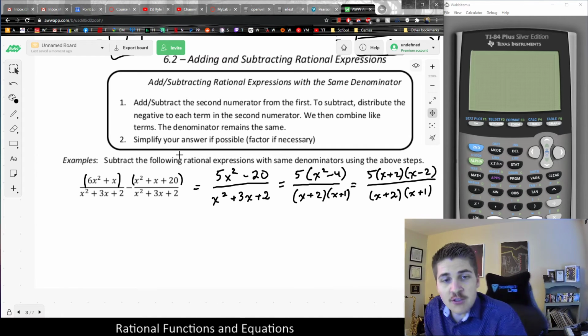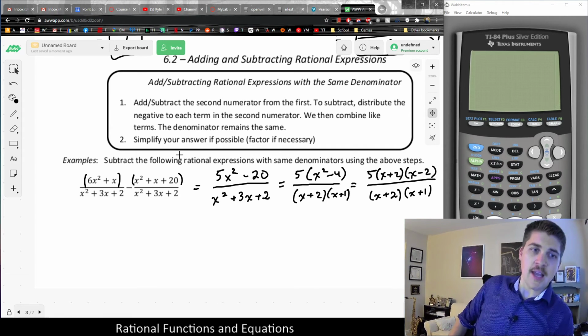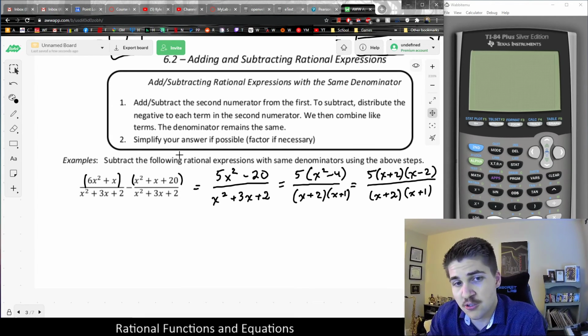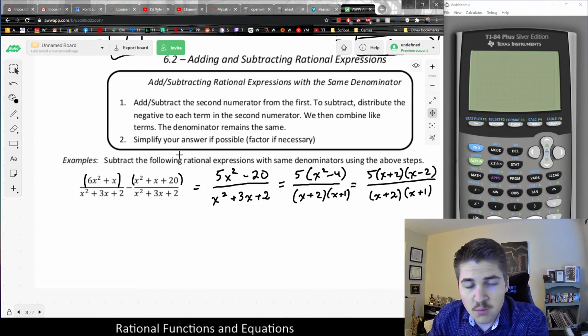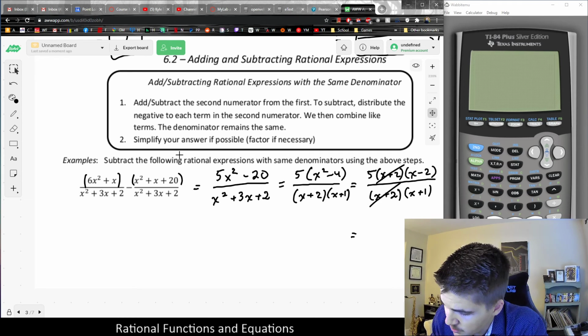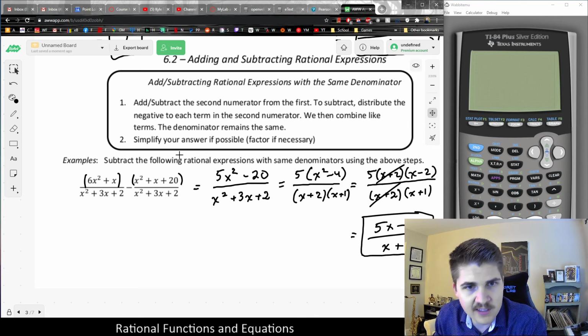In chapter 5, I tried to give you more difficult polynomials to factor, just because it's important to know how to do anything. But usually, in the chapters on rational functions and expressions, they tend to give you ones that aren't super bad, because we're more focused on the ideas of fractions and applying them to polynomials. Technically, we still need to know how to factor. And we can see that we have a common factor of x plus 2. So ultimately, our answer will reduce down to 5x minus 10 over x plus 1. That would be the result of our subtraction problem.